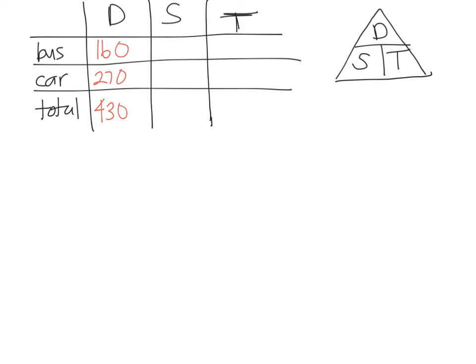Next it says, if the car averages 10 kilometers per hour faster than the bus. So the car is going 10 kilometers faster than the bus. The problem is we don't know how fast the bus is going, so now we need a variable. I'm going to use B for the speed of the bus. If the car is going 10 kilometers faster, then the speed of the car is the bus speed plus 10. Let's write a little note on the side that B represents the speed of the bus in kilometers per hour.